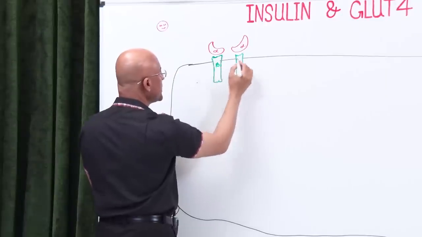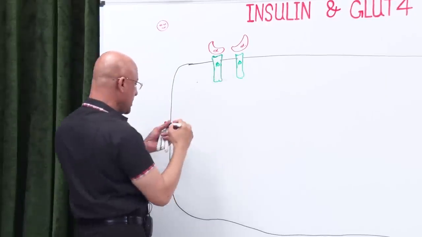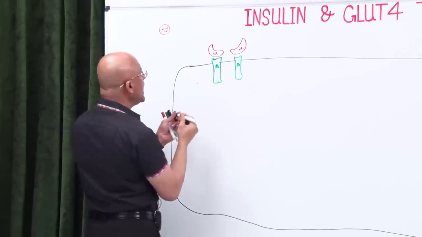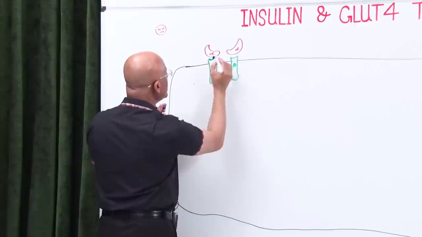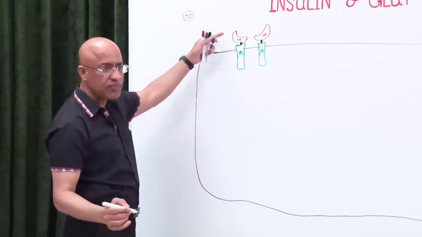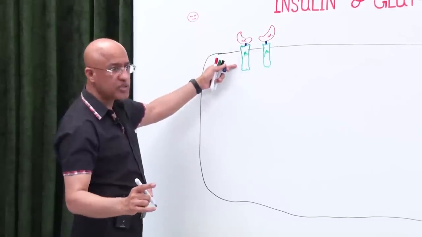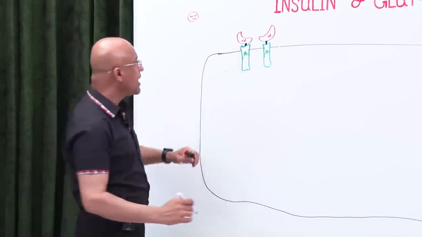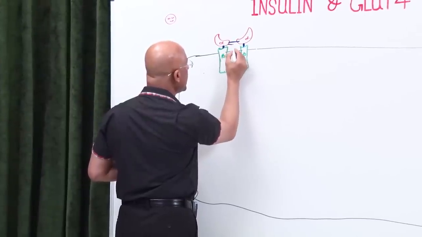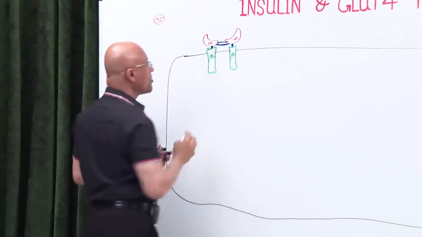Alpha chain with beta chain, this is a dimer. And these dimers, alpha chain and beta chains, are held together by a disulfide bond. One alpha chain is held with the other beta chain with a disulfide bond. And these two alpha chains are also held together by disulfide bonds.